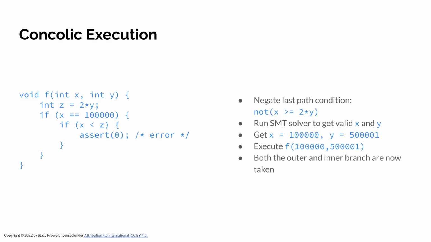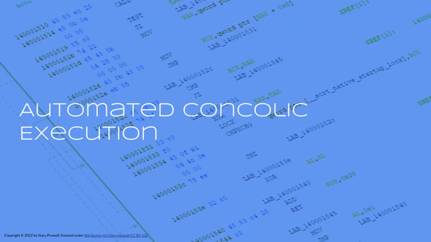So we execute. Z gets to be twice Y, which makes it 1,000,002. X is 100,000. We ask the question, is 100,000 less than 1,000,002? Yes, it is. So the inner if fires as well. We reach the assert 0 and we have a failure. So now both have been taken and we've discovered the error in the program. So that's all well and good, but we need to automate this because doing this by hand would be painful.